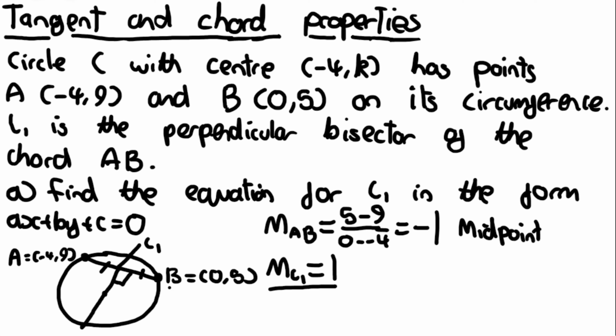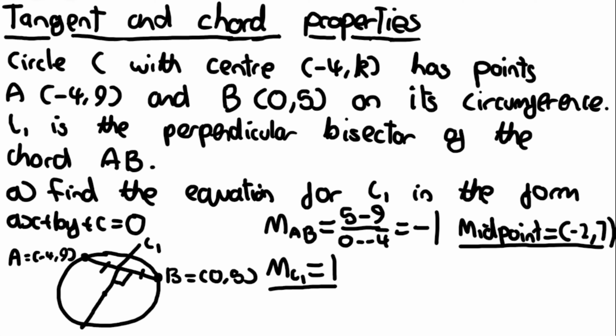of A and B, because we talked about this, that the midpoint is going to be a point on L1, and the midpoint of A and B is going to be the midpoint of the x coordinates and the midpoint of the y coordinates. So the midpoint of -4 and 0 is -2, and the midpoint of 9 and 5 is 7. I just did that in my head quickly, but you could use the formula. So now we have a point on L1 and the gradient of L1.